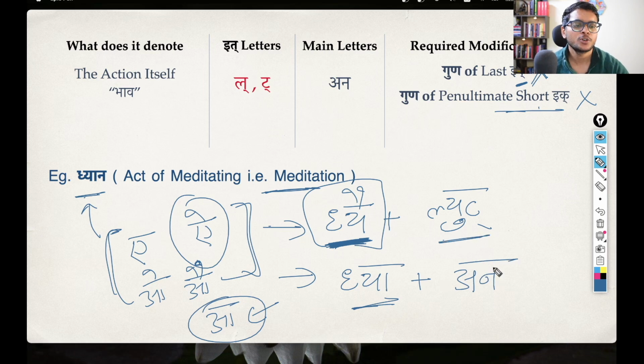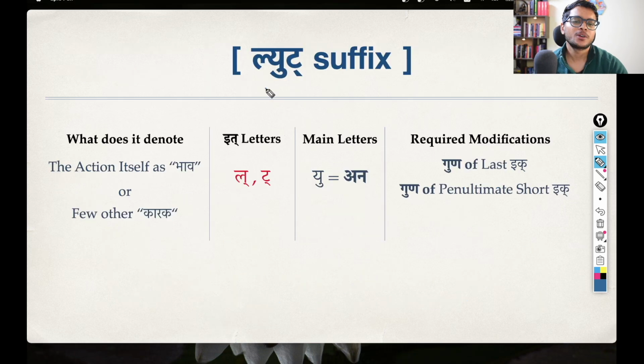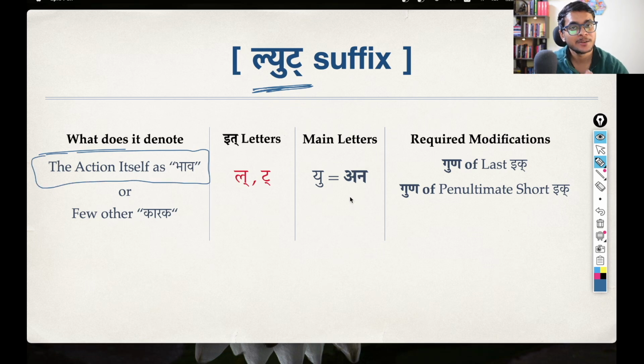And then from lut, we get this ana. And then we finally combine them together. The dirgha sandhi will happen, due to which dhya plus ana changes into dhyana. Dhyana means act of meditating, that is meditation. So this is how from Dhyay dhatu we create this pratipadika dhyana. I hope this is clear. And with these examples, I hope this lut suffix is clear. And this point is clear, that dhyay means to meditate, and the act of meditating is the action itself, the bhava.